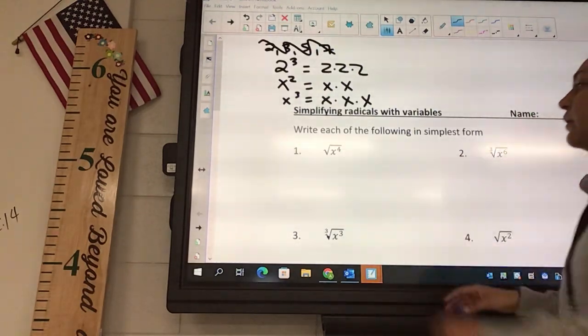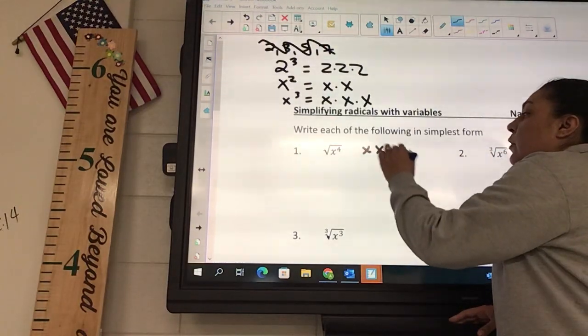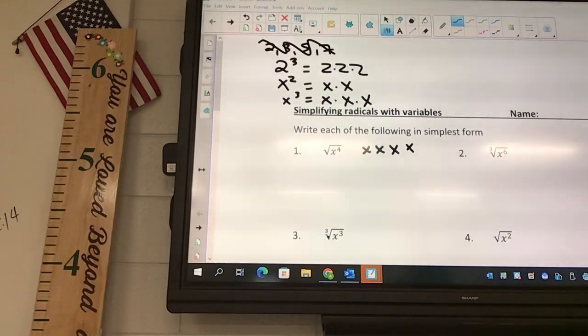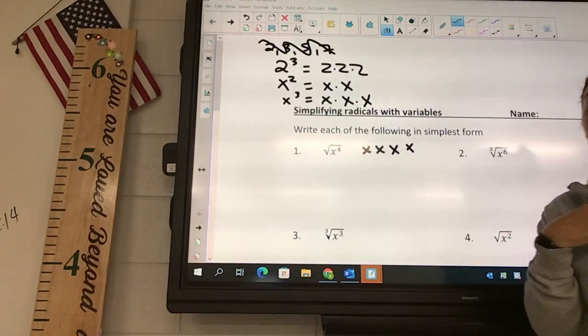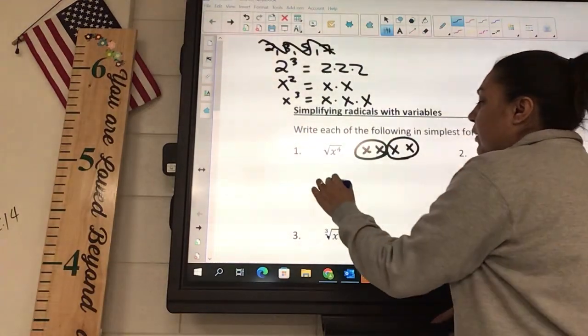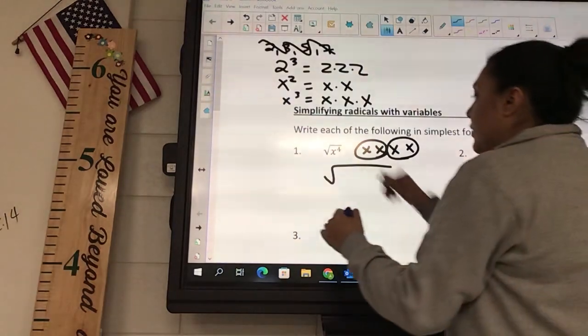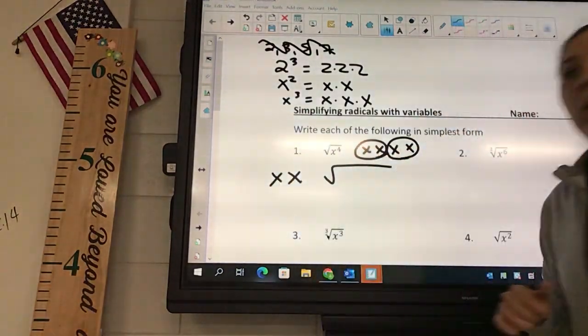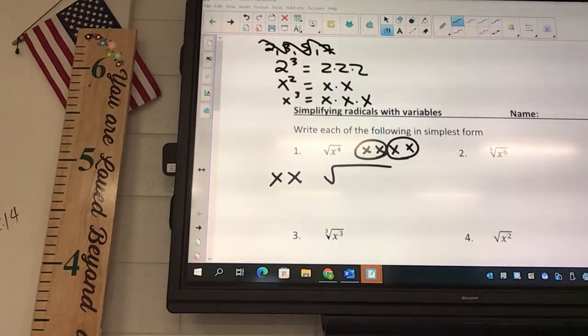So we have x to the 4th, so we got 1, 2, 3, 4. We have 4 x's. What is our group number? 2. So we can take them out in groups of 2. So how many groups of 2 of these x's can I do? 2, right? I got 1 and 2. Where do groups go? Outside. So you're going to put 1 for this group and 1 for this group. What goes on the inside? Nothing.